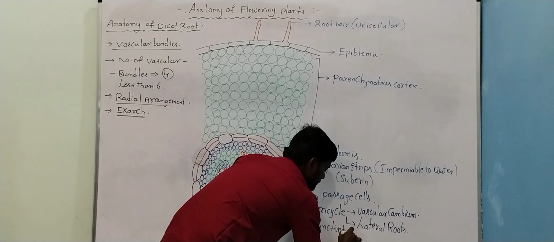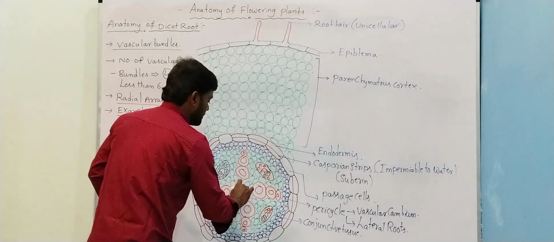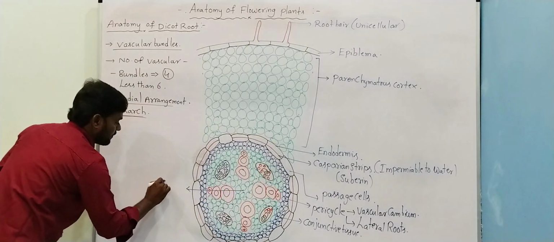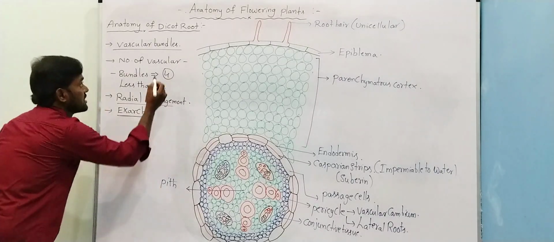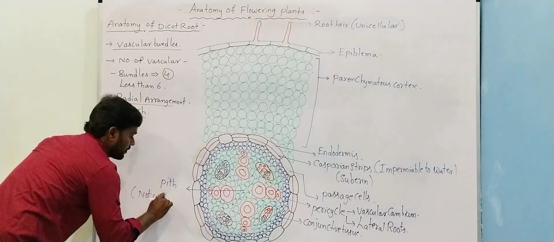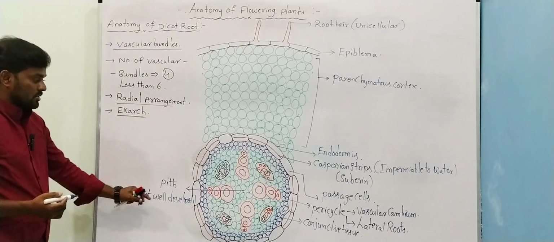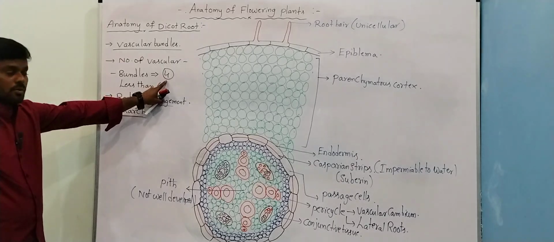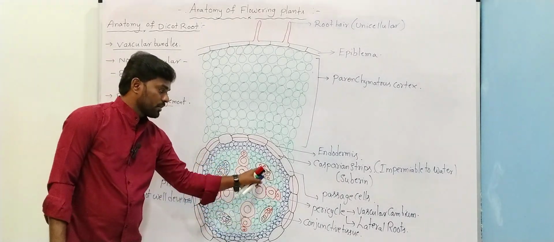Conjunctive tissue. And next one, this center part is completely filled with pith. So the center part is called pith. But in the case of the dicot root, the pith is not well developed. Okay, the number of vascular bundles is less than 6, nothing but 4 xylem patches and 4 phloem patches.